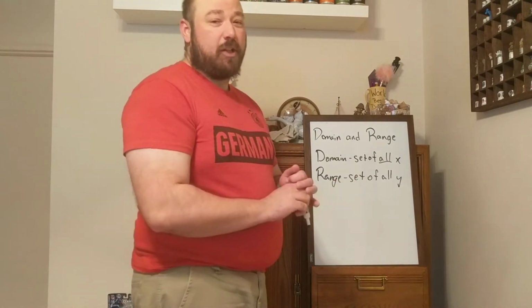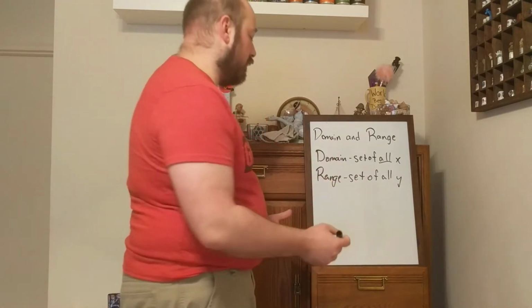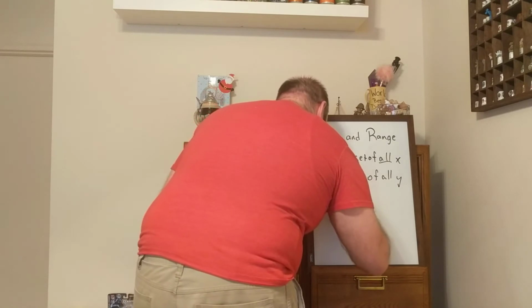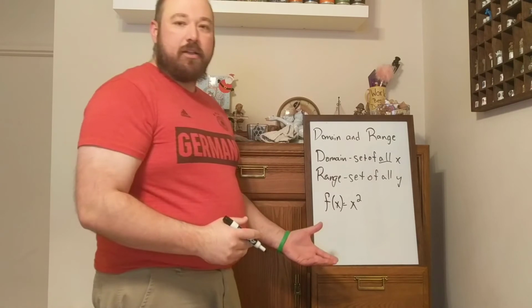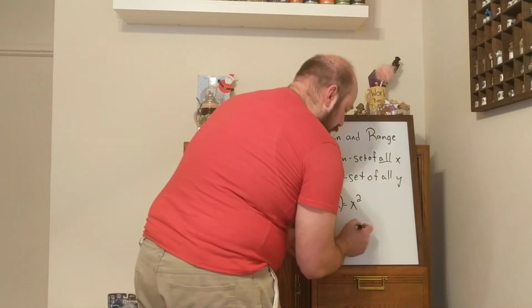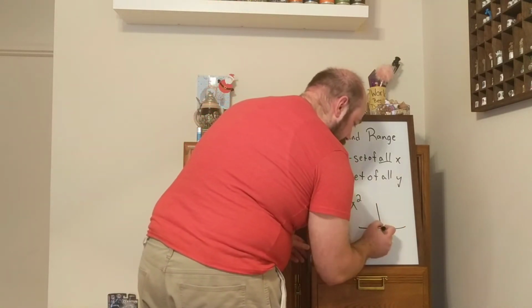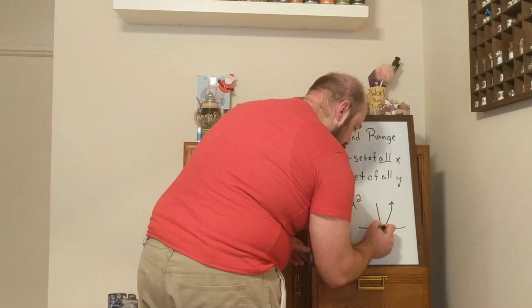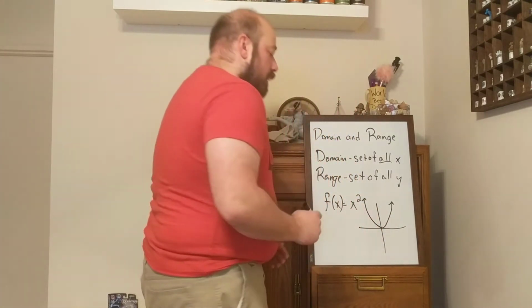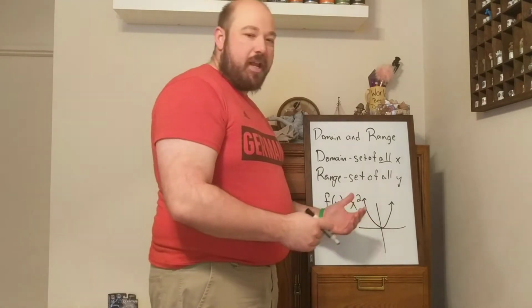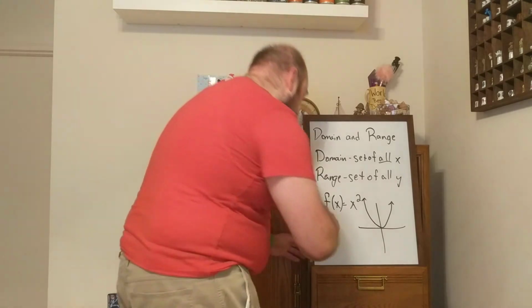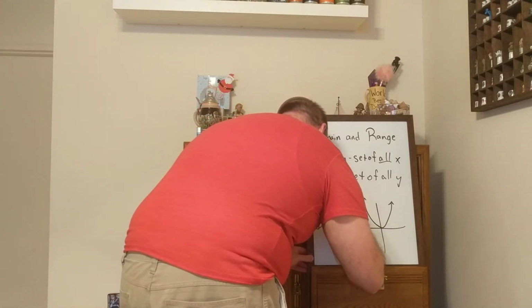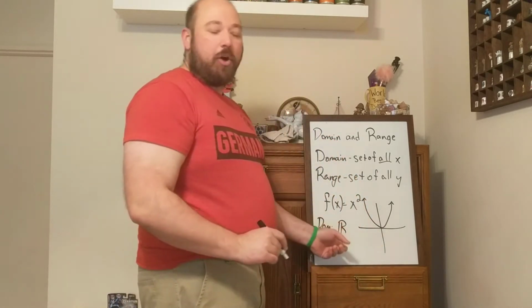For example, if I take a look at a very basic parent function of f of x equals x squared, here we have a quadratic, and we all know that the graph of this is going to be a parabola. And in this case here, we can see that the domain, as I go from left to right, is going to be the set of all real numbers, which we can denote by putting a double-barred R.